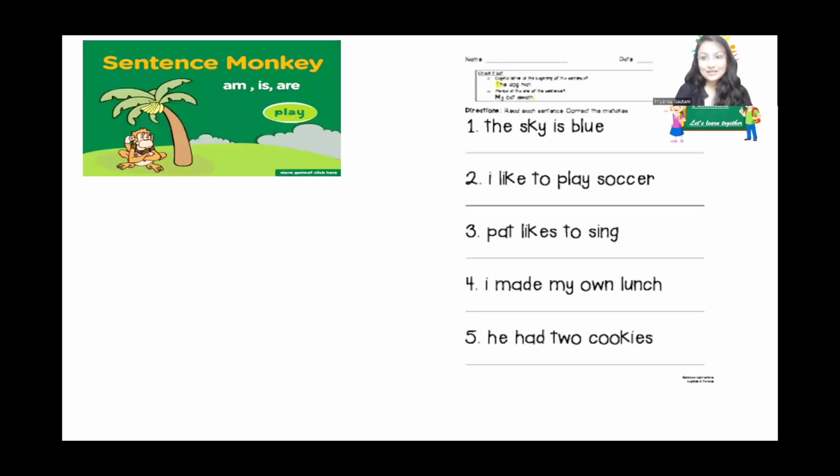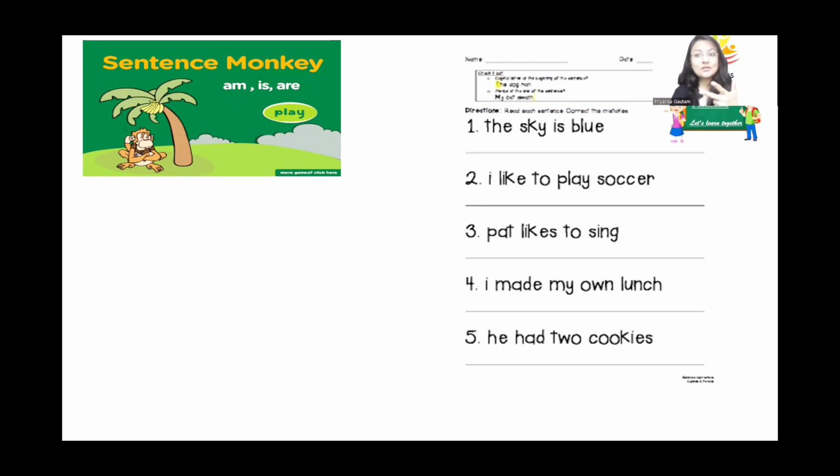Here there are some mistakes in the sentence. So we need to find out what the mistakes are. Can you guess what the mistakes are? So here the first sentence is the sky is blue. That is a subject. Yes. Is there a verb, an action word? No, but there is a helping verb, is. So it is also correct.